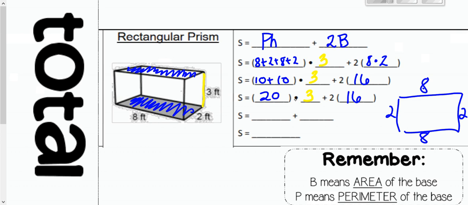I need to do 20 times 3, which will give me the perimeter of the base times my height. We know already that that's my lateral surface area, which was 60. But then I need my two bases. So my two bases, each one is 16. So 2 times 16 is going to give me 32. So that's 2 bases. And 60 plus 32 is 92. So my total surface area is 92 feet squared.